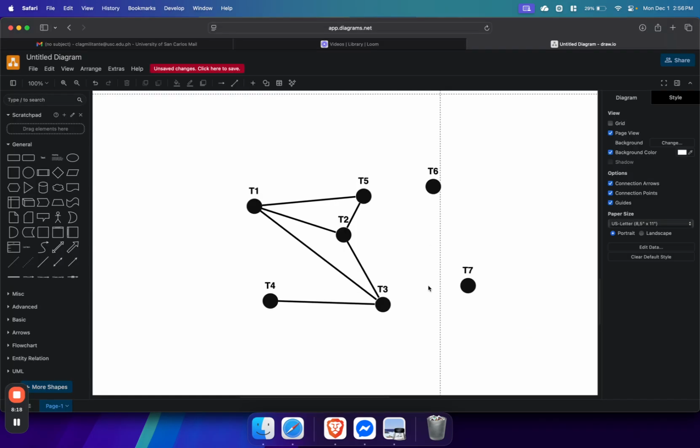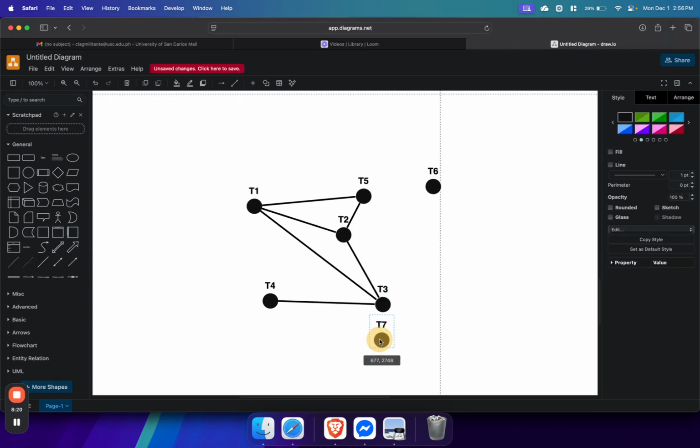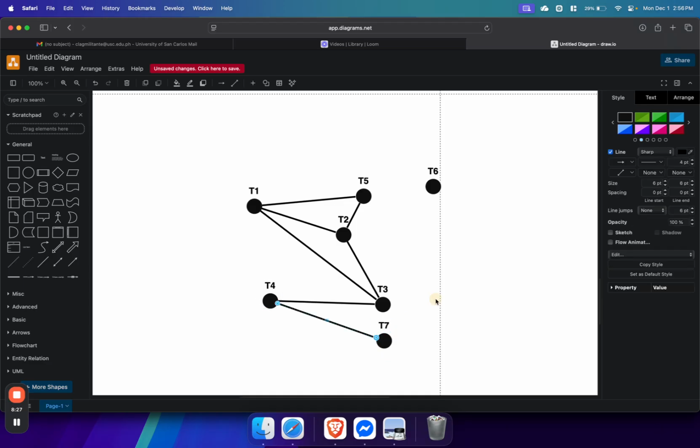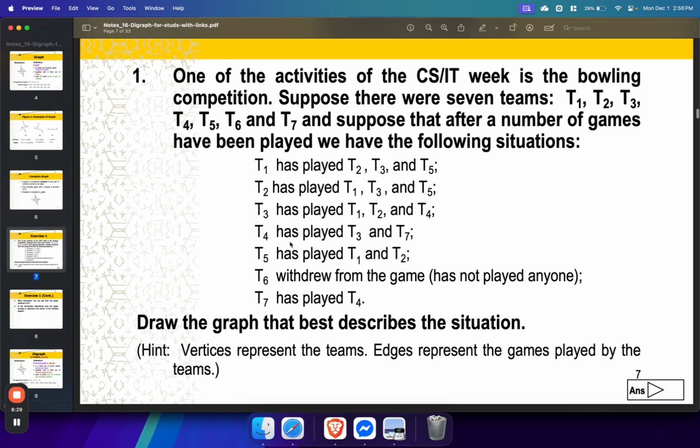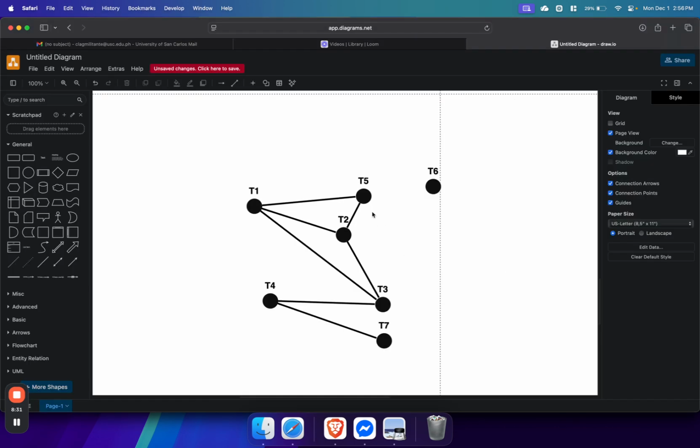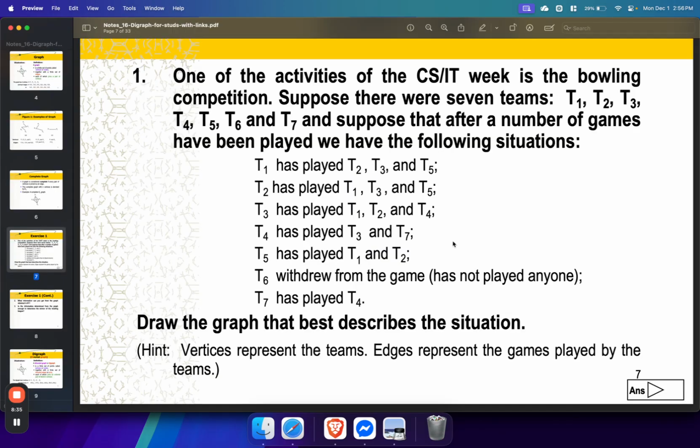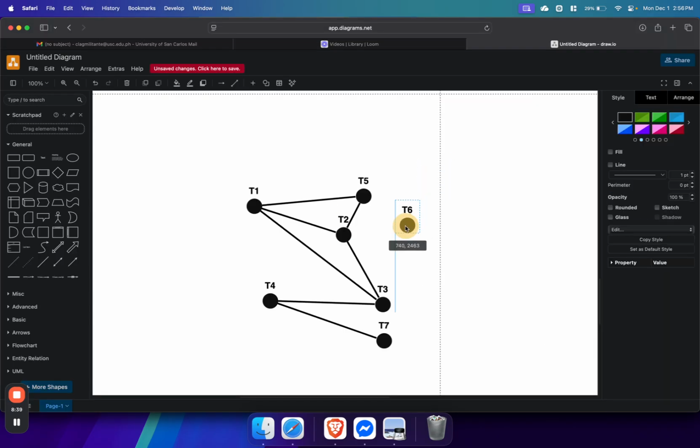T4 has played T3 and T7. So I already have an edge going from T4 to T3. So let's go an edge to T7. T5 has played with T1 and T2, and that's already represented in the graph already. T6 has withdrawn from the game, so he hasn't played anyone.